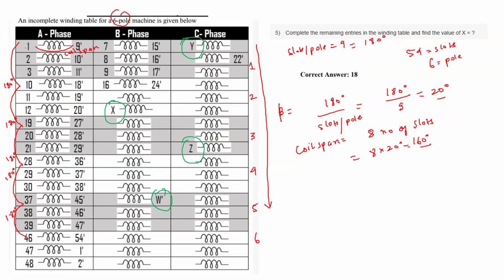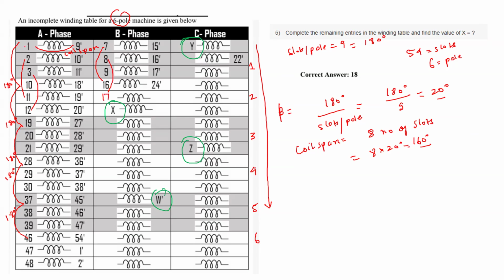So we know that if we have to go from 1 to 10, we have to add 9. So 1 plus 9 will give me 10. Okay, similarly for b phase also, 7 plus 9 is giving me 16, and for y phase also we will find out. So 2 plus 9 is giving me 11 and 3 plus 9 is giving me 12, right? Similarly, 8 plus 9 is giving me 17.